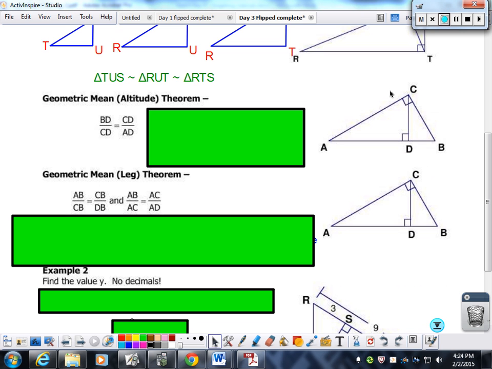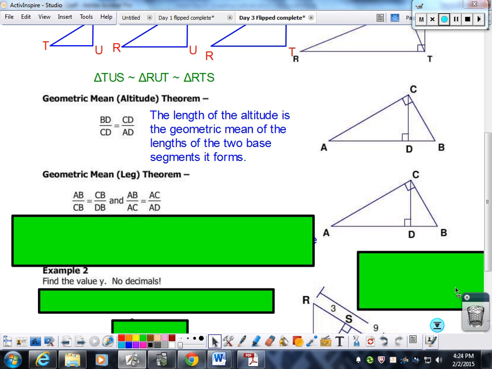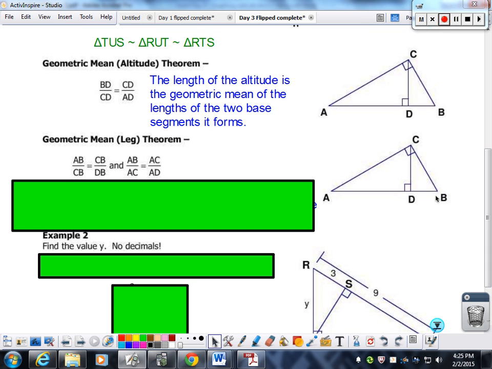All right, the first one we want to talk about is the geometric mean altitude theorem. Hopefully you remember geometric mean. We talked about that during similar triangles. So in triangle ABC, if we draw an altitude CD, we know that BD over CD is going to equal CD over AD. So the length of the altitude is the geometric mean of the lengths of the two base segments it forms. So this altitude forms segment AD and segment BD. So we would have this in the place where we'd square it or multiply it by itself, and the other two things in the opposite places. We'll do some examples of these, don't worry.